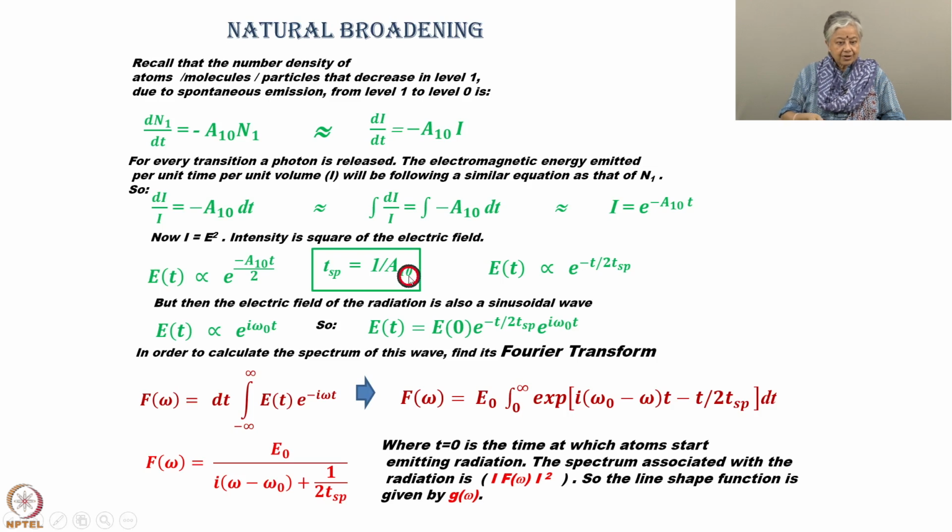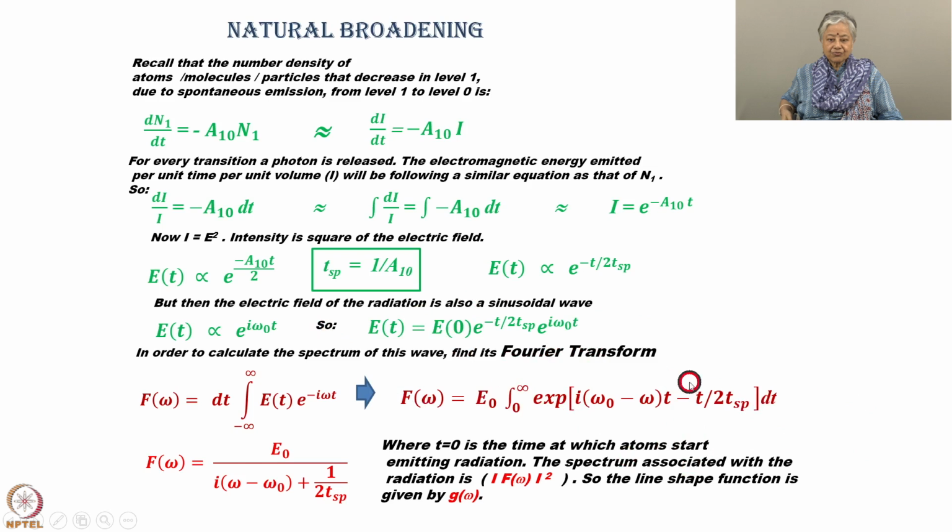In order to calculate the spectrum of the wave, we have to find its Fourier transform. So, F of omega is the integral dt of E of t e to the power minus i omega t. So, this is the formula of the Fourier transform. So, what do I have to put in here? All I have to do is put in the value of E of t, which I take from this green equation here. So, I just put it in here.